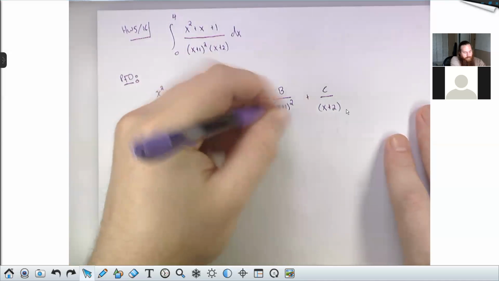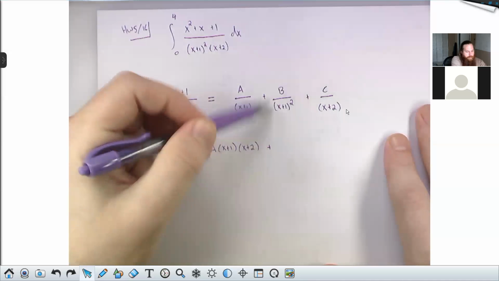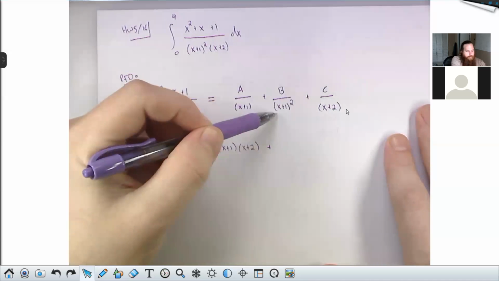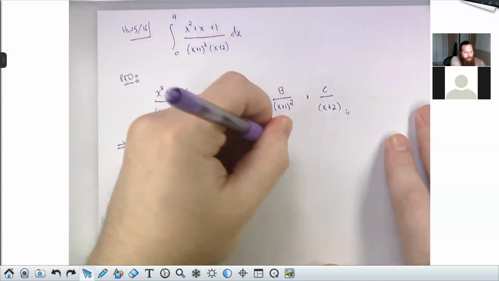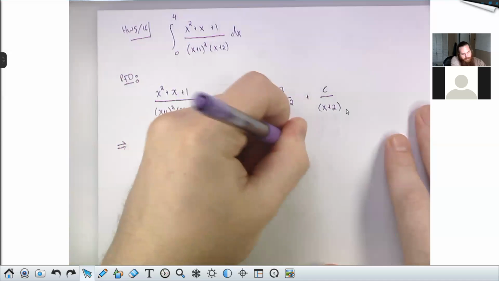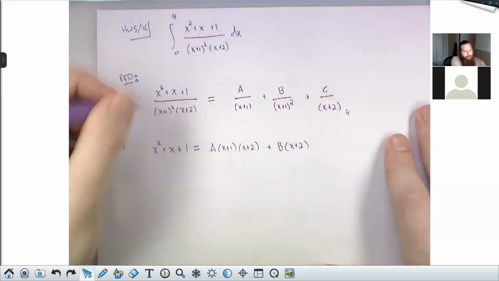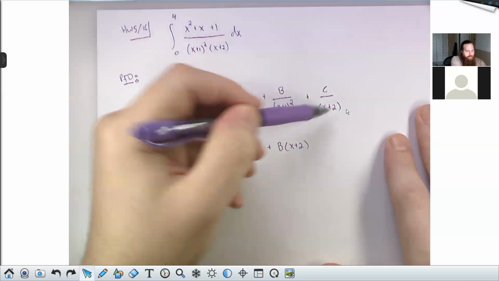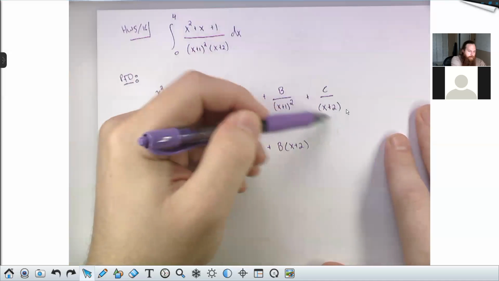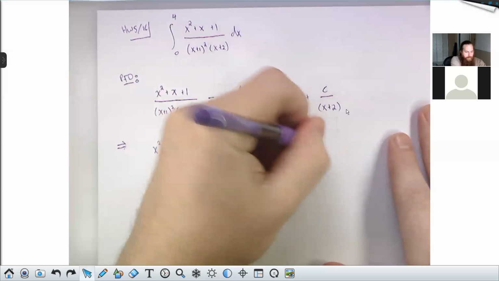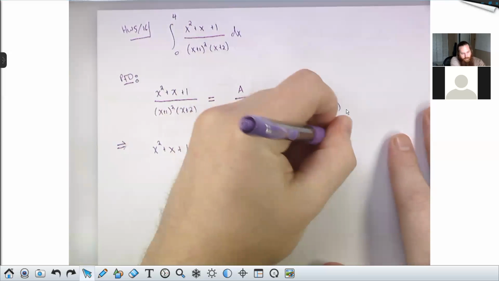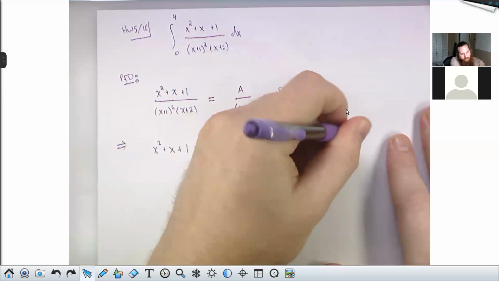The middle term here, when I multiply this by x plus 1 squared times x plus 2, both of the x plus 1's will cancel. So I'll just have b times x plus 2. And this guy, when I multiply him by x plus 1 squared times x plus 2, the x plus 2 will cancel, but the x plus 1 squared will not. So I'll have c times x plus 1 squared.